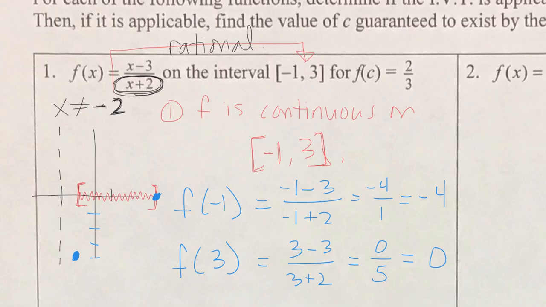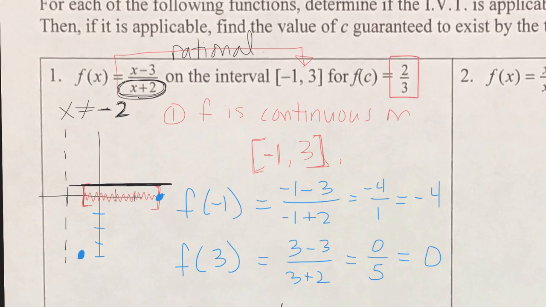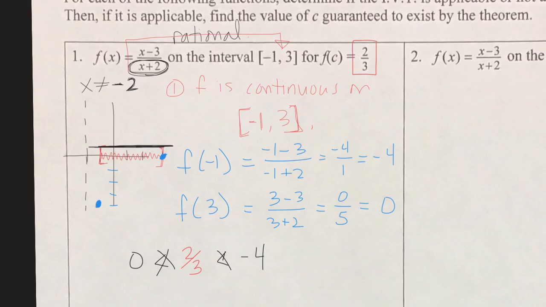Those are your endpoints. So the question is, is our k value of 2/3 between 0 and -4? Is positive 2/3 between 0 and -4? No, right? This is not true. Positive 2/3 is up here somewhere on your graph, right? Maybe that's positive 2/3. Okay, so does the IVT guarantee that there's going to be a C value?